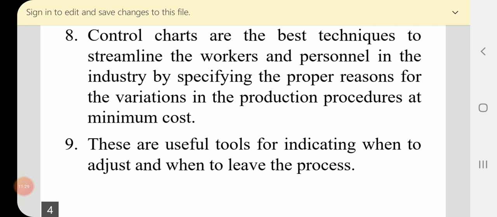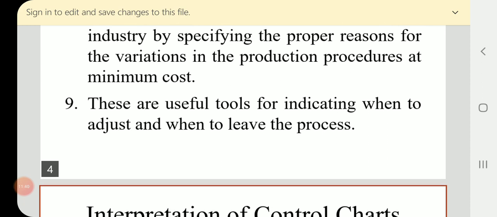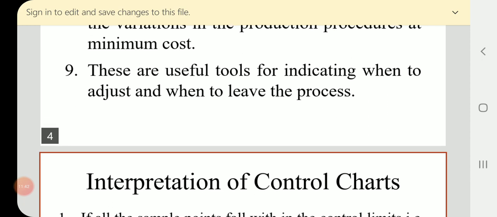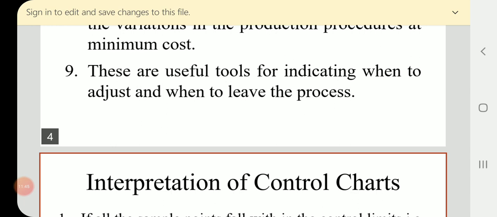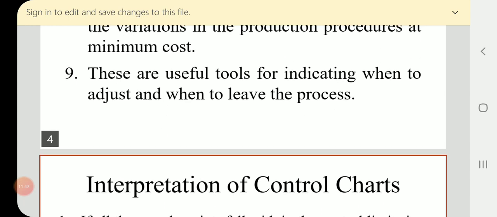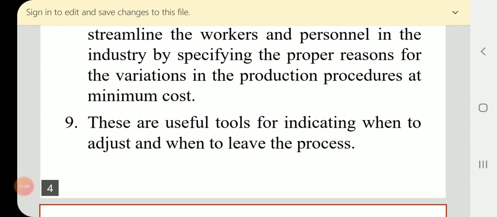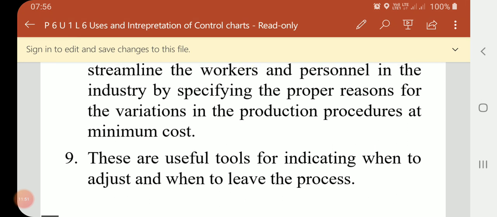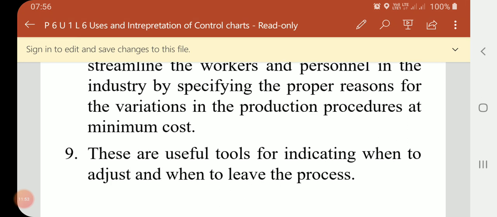It is obviously no need to discuss minimum cost, because we are doing inspection for a smaller number of items, only a part of the items in the lot. And control charts are useful tools for indicating when to adjust and when to leave the process. This is one of the important points we have discussed in the uses of SQC, statistical quality control. This is one of the control chart uses.